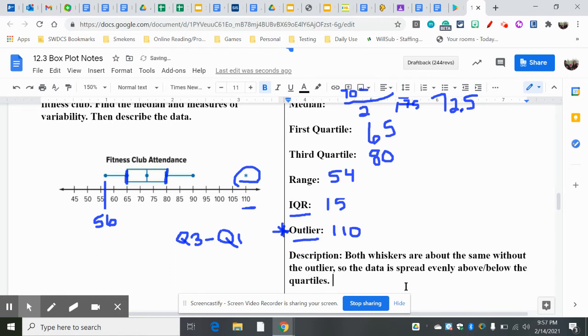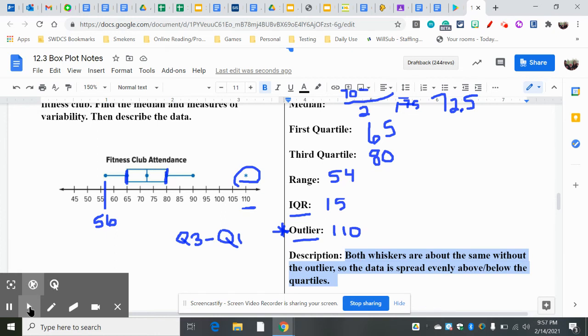Make sure you write this sentence down so that I can check that and I can take that grade for it. Both whiskers are about the same without the outlier. So the data is spread evenly below and above the quartiles. Great job. Be sure to pause my video so you can write this down.